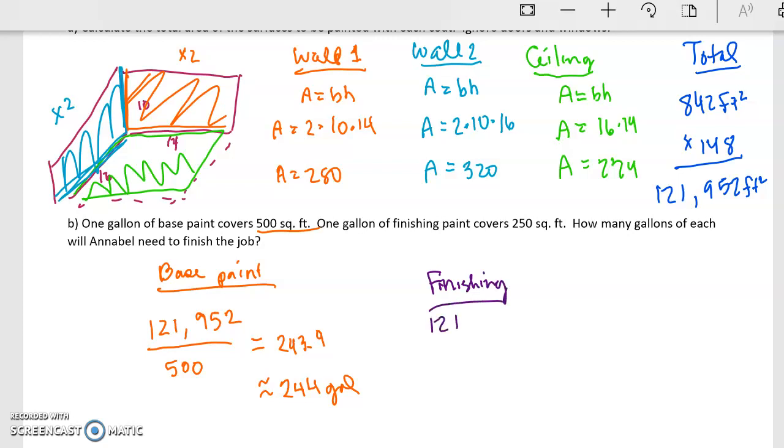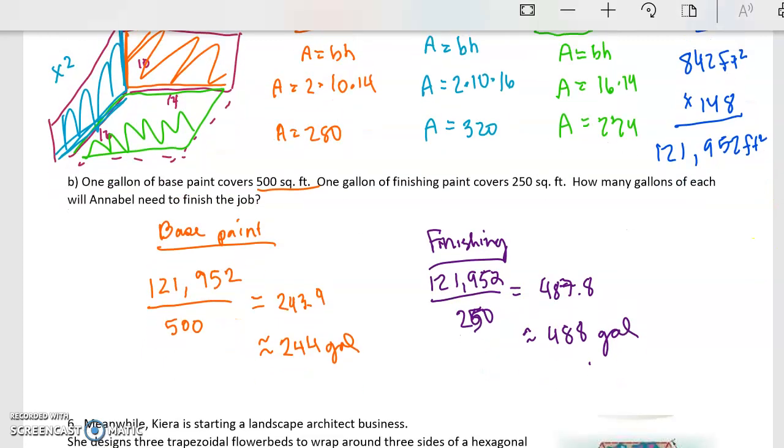And then for the finishing paint, same idea, total area divided by, that's a 5, coverage of 1, and we get 487.8, which is about 488 gallons. So in other words, we just doubled this one, but I wanted to make sure. Sometimes it doesn't work out. If this would have been, maybe 486, we could have not had to have 488.